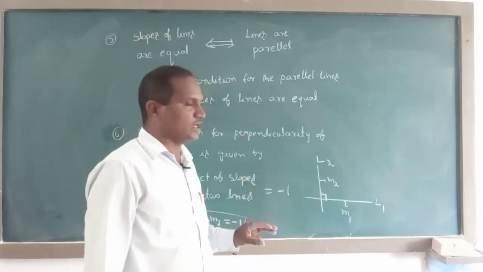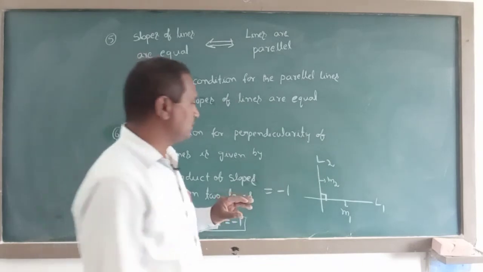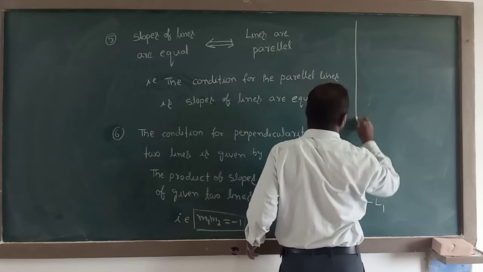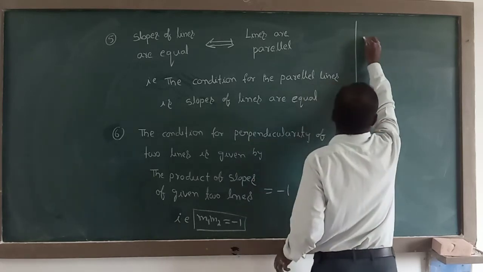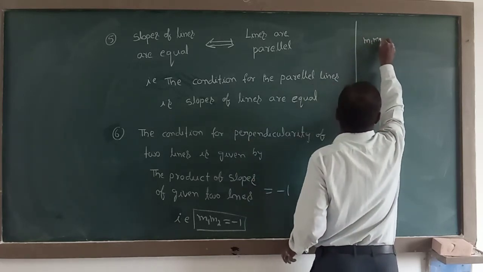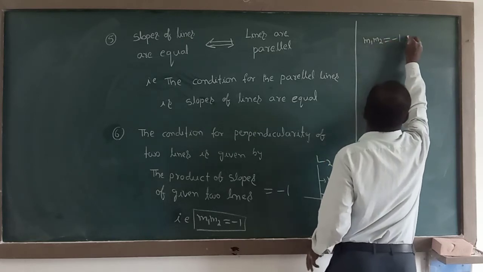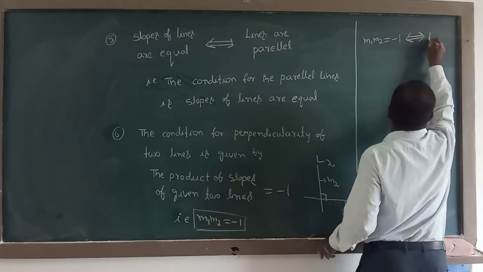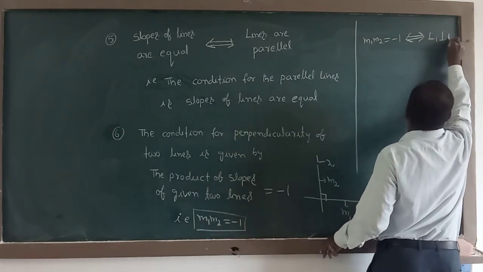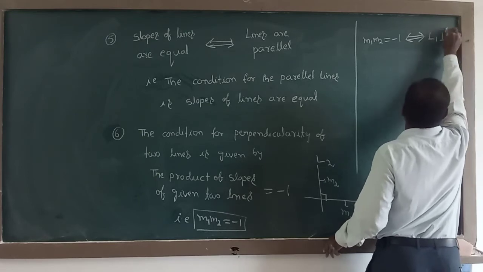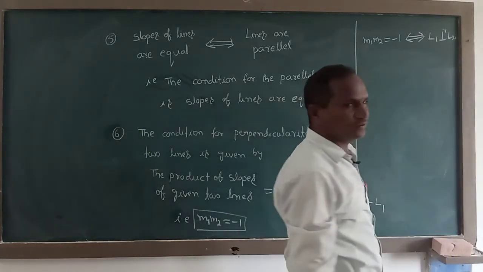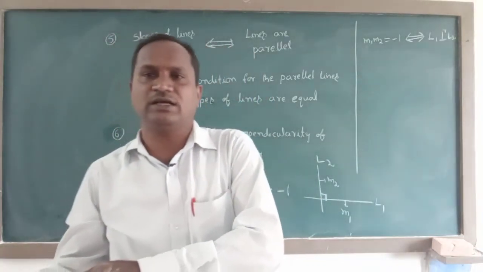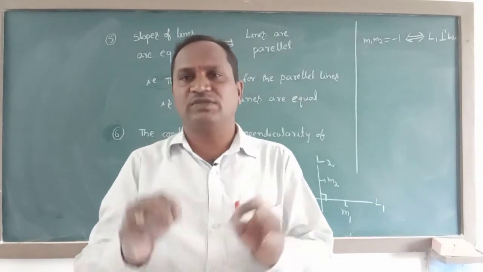Based on this condition, we can give one condition here: M1 into M2 is equal to -1 if and only if L1 is perpendicular to L2. Same thing. Left to right what happens? Same thing. Right to left also the same thing happens here.